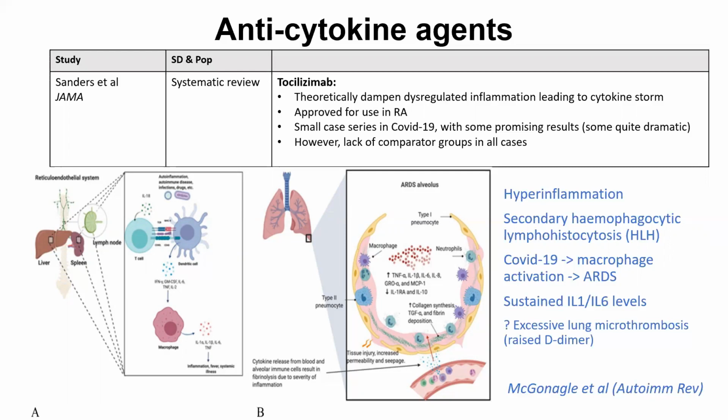So tocilizumab is an anti-IL-6 agent. It's approved for use in rheumatoid arthritis. It's currently been used in small case series in COVID-19 with some promising results, some of which are quite dramatic. However, none of these had comparator groups, so it's difficult to know what its true effect is, and studies are ongoing.